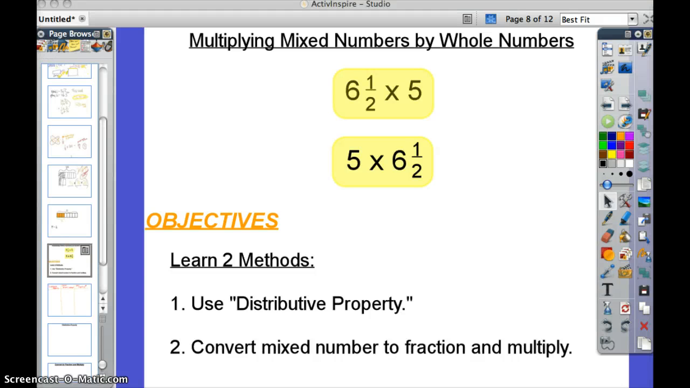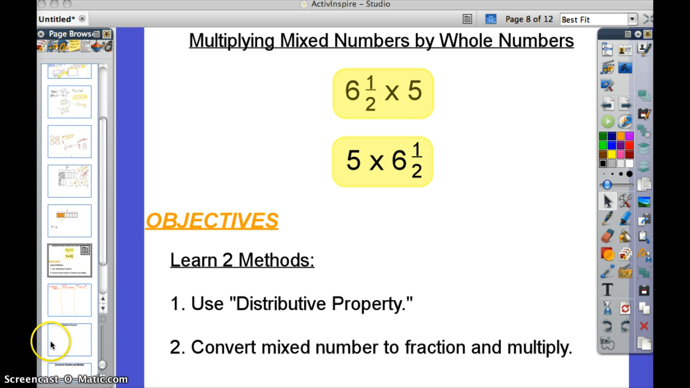Hey guys, what we're going to do today is learn how to multiply mixed numbers by whole numbers. We did talk about this last week, but I want to make sure that you guys feel fluent with it. We haven't talked about it in a while. You're going to learn this in two ways, using the distributive property and converting the mixed number in the problem to a fraction, an improper one, and then treating the problem like a fraction times whole number problem.